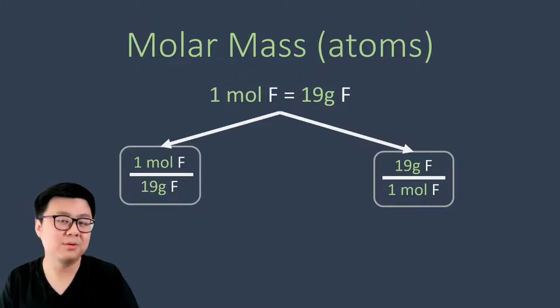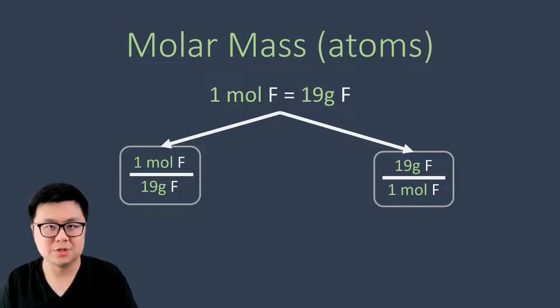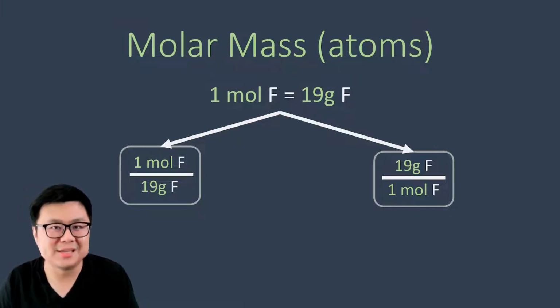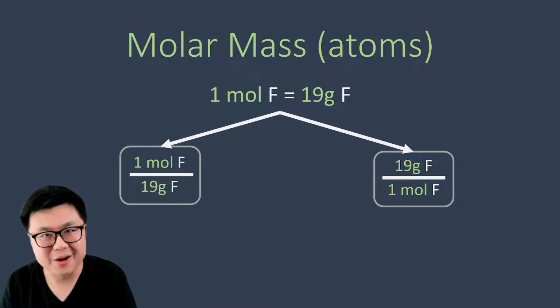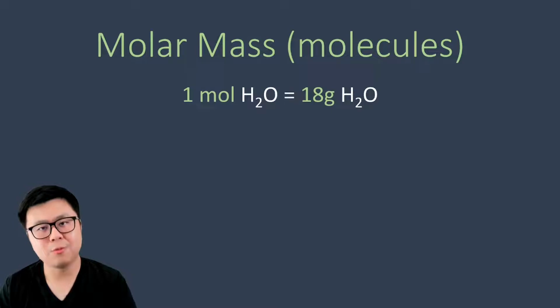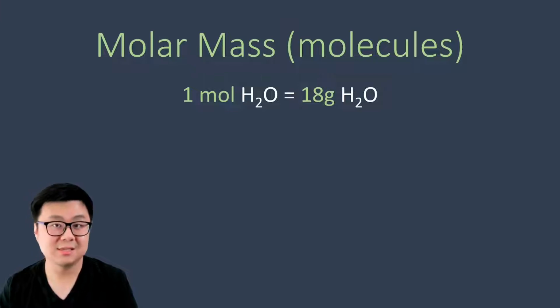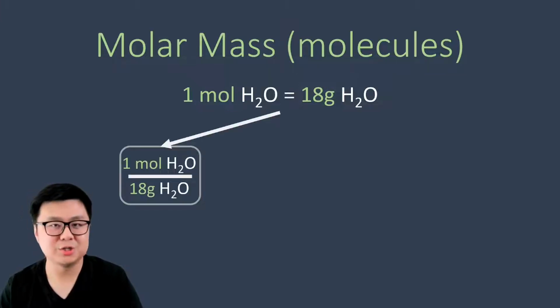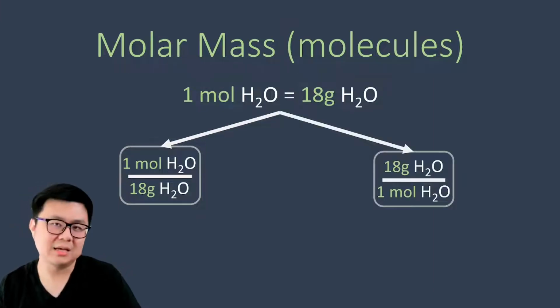Again, remember from my previous video, you don't have to choose which ratio to use when you're doing a question. The correct ratio will show itself as long as you focus on getting rid of the units of the things you don't want. When it comes to the molar mass of molecules, you will actually do some calculations on your own. 1 mole of water is equivalent to 18 grams of water. More on how I got that in a second. But for now, since this is equivalent, we can set them up as a ratio of 1 mole of water over 18 grams, or the other way around, same thing as before.